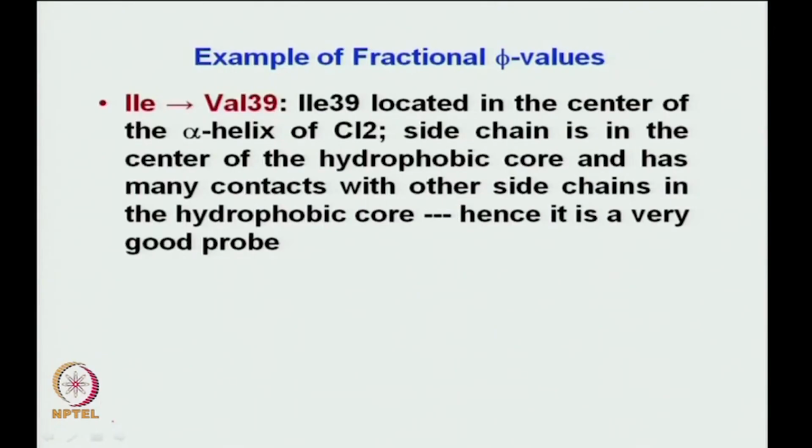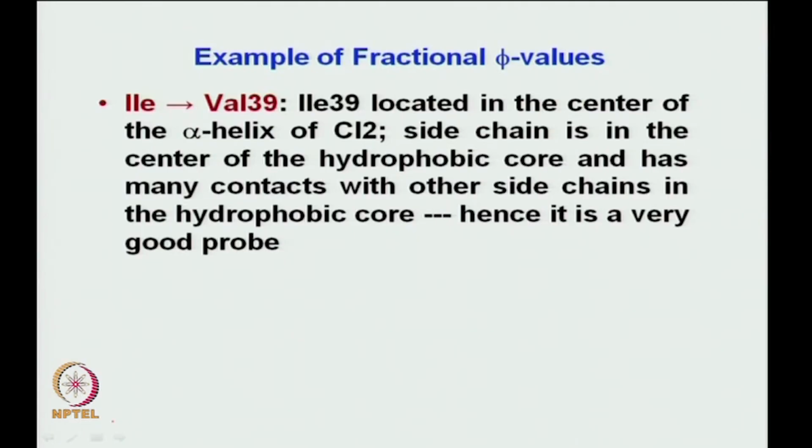So this is what it is. In chymotrypsin inhibitor 2, there is an isoleucine at the 39 position, which is part of the helix, and you are replacing it by valine, right. So this is located in the center of the alpha helix of chymotrypsin inhibitor 2. The side chain is in the center of the hydrophobic core and has many contacts with other side chains in the hydrophobic core. So immediately you understand, if you have to pick out a certain amino acid which is very essential for the stability of the protein, you would pick out an amino acid like this, which has an important place in the structure in terms of the interactions it makes. Okay.